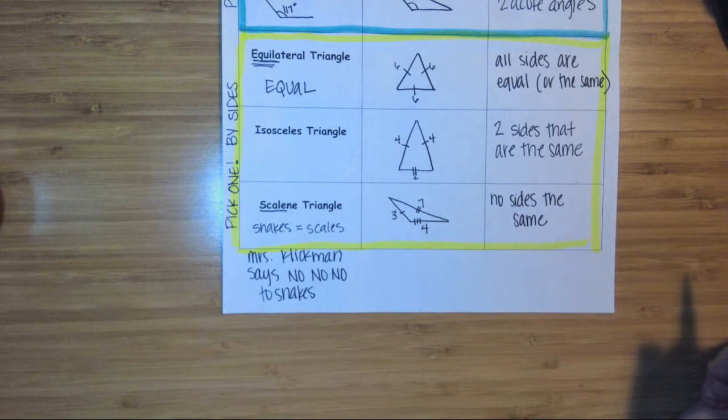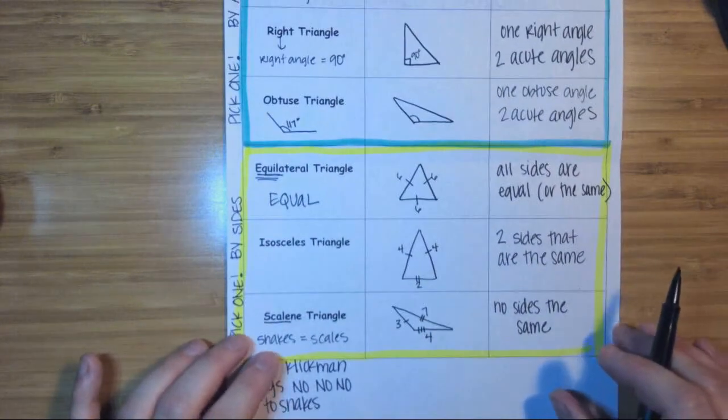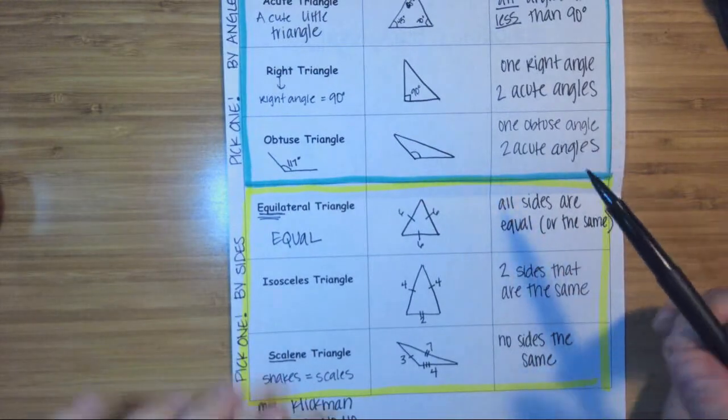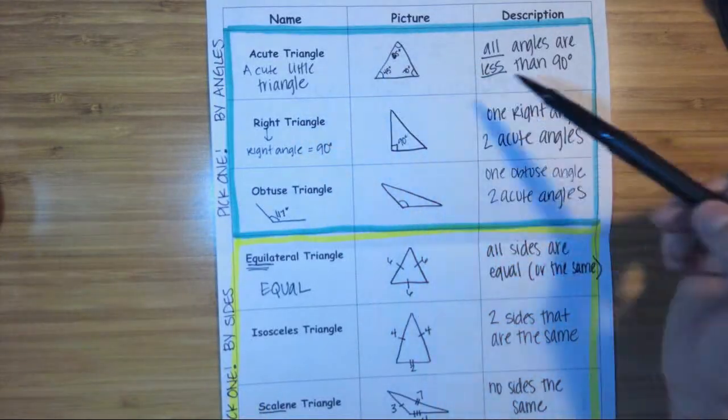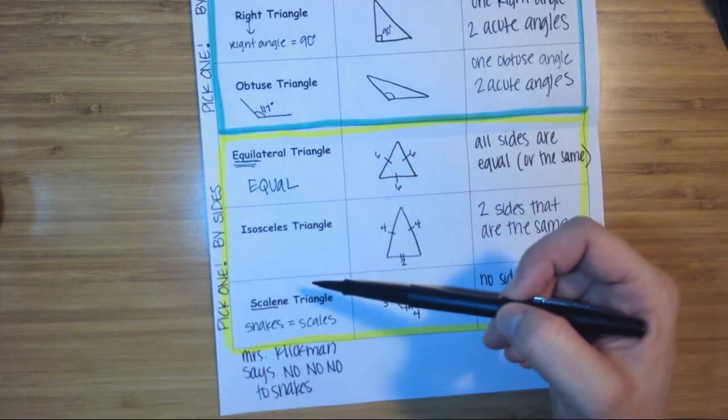Okay, this is your notes for classifying triangles. So if we give you a picture of a triangle, you're going to have to pick from one of these. It's either going to be acute, right, or obtuse, and then equilateral, isosceles, or scalene.